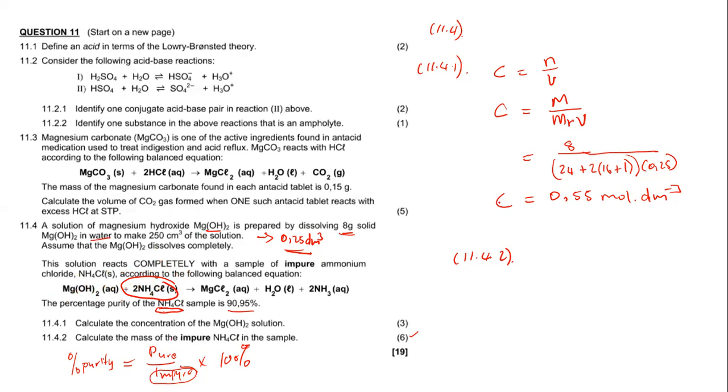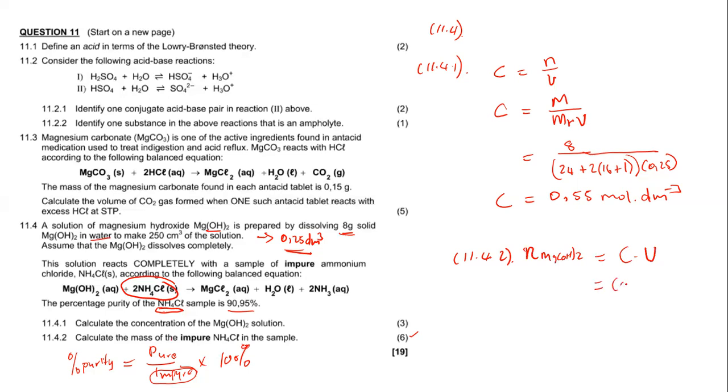So from this concentration, we're going to need the number of moles of magnesium hydroxide, and these moles are going to help us. However you want to calculate your number of moles, you can use the very same formula. To calculate the number of moles of magnesium hydroxide, I'm going to use this formula: N of magnesium hydroxide is equal to C multiplied by V.